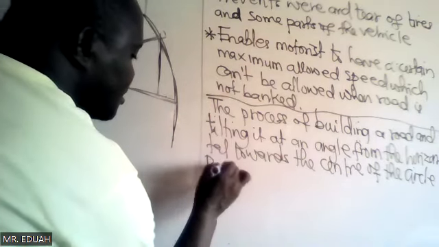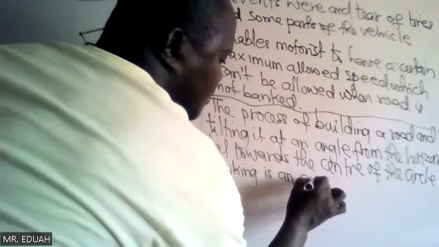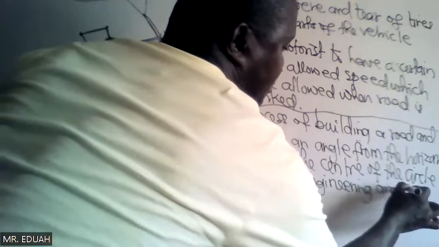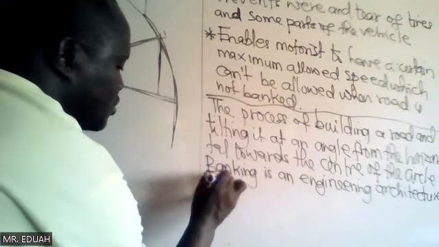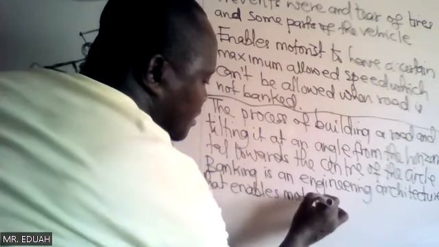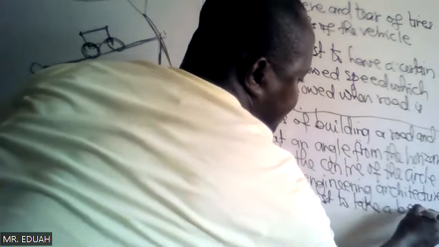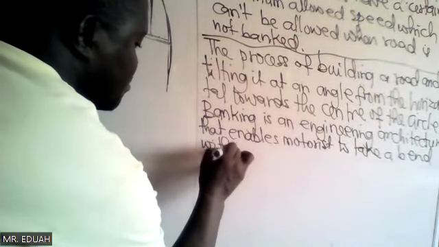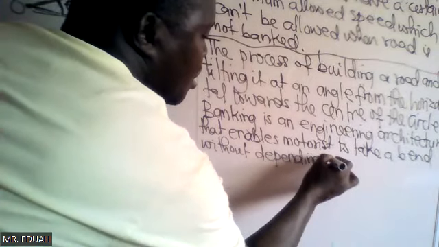So banking is an engineering architecture that enables motorists to take a bend without depending on friction.